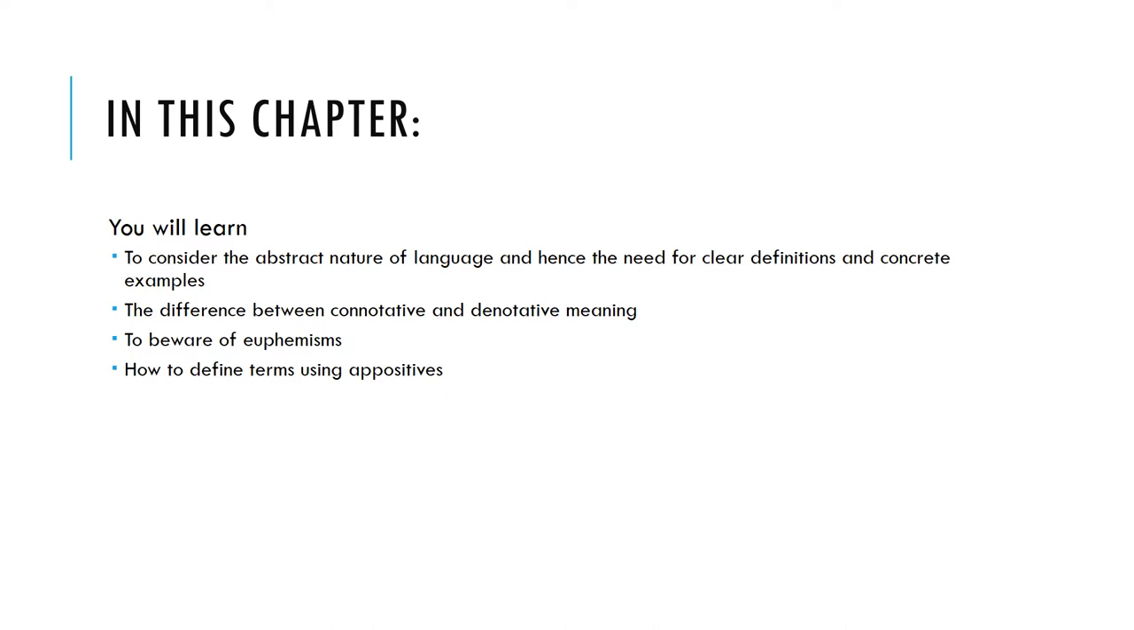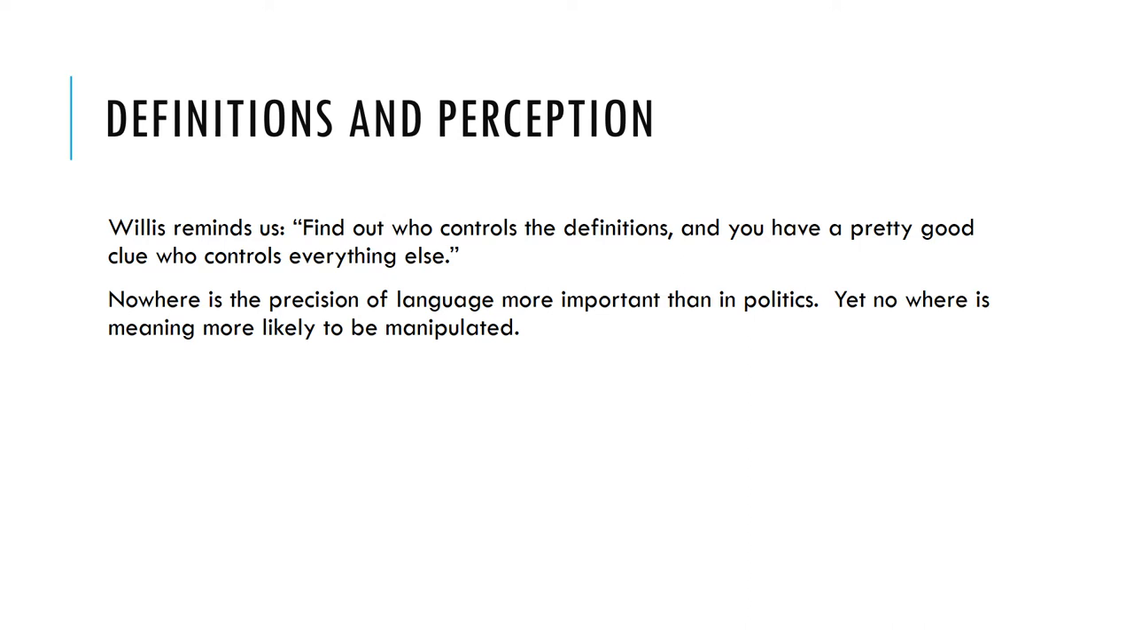Let's think about definitions and how they control perception. In our textbook, Willis reminds us, find out who controls the definitions, and you have a pretty good clue who controls everything else. Nowhere is the precision of language more important than in politics, yet nowhere is meaning more likely to be manipulated. It's political season right now. We have a lot of political ads running on television, Democratic and Republican debates are taking place, and you can listen to these and see how language gets manipulated.